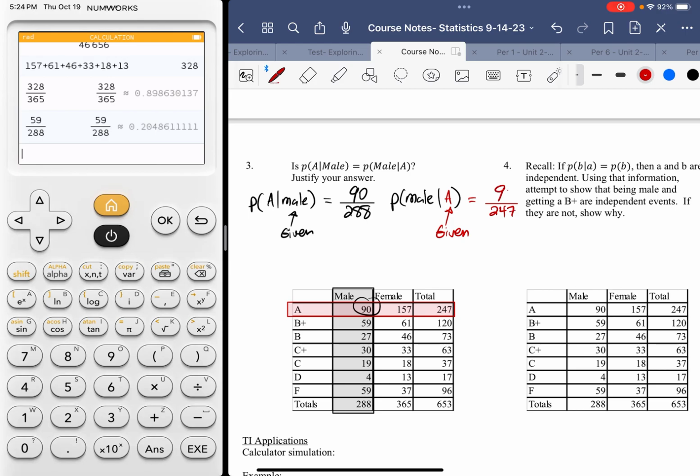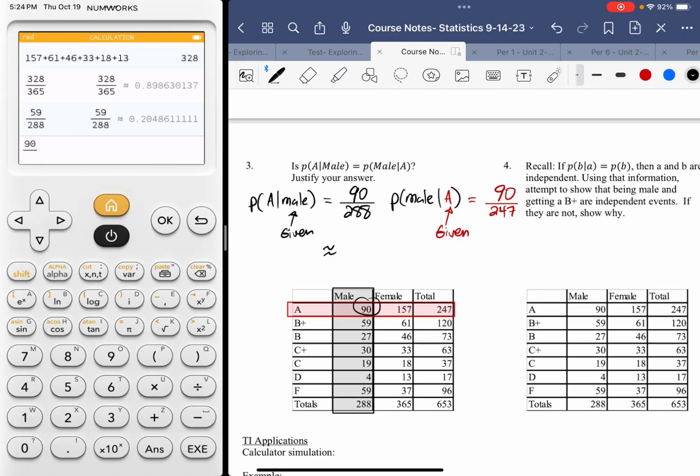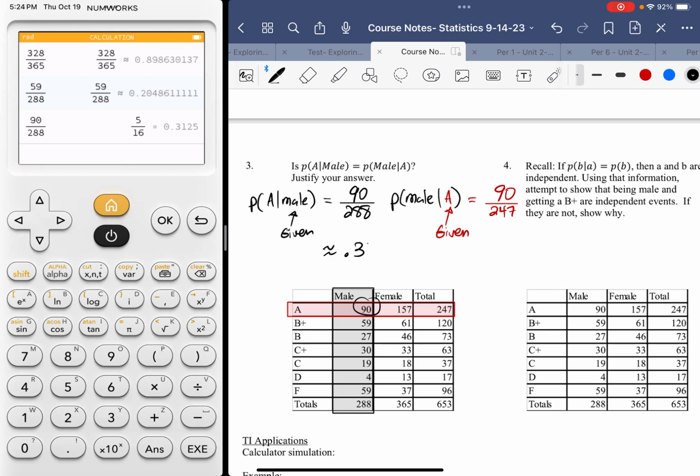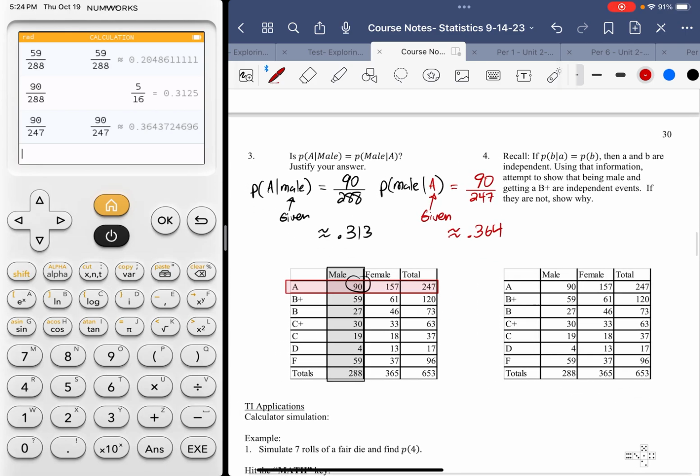$90 of which were males. All right, so they're asking, are these 2 probabilities the same? Well, they're fractions that have the same numerator but different denominators, so they couldn't be the same, but just in case. About 0.313. And then for this one, 90 over 247, about 0.364. All right, so no. Not too far off.